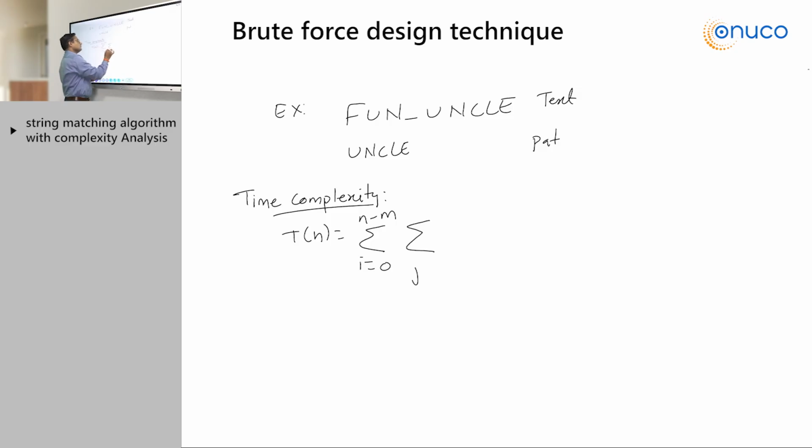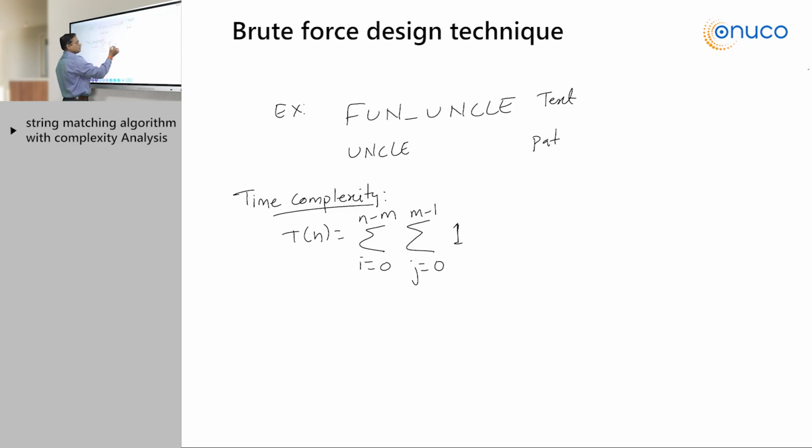Similarly, j starts from 0, and what was the last value of j? j was m minus 1. Till m minus 1 we are going to repeat it, otherwise we are terminating that statement. And here we have basic operation 1, where we are going to do the comparison, T of i plus j is equal to P of j, pattern of j, right?